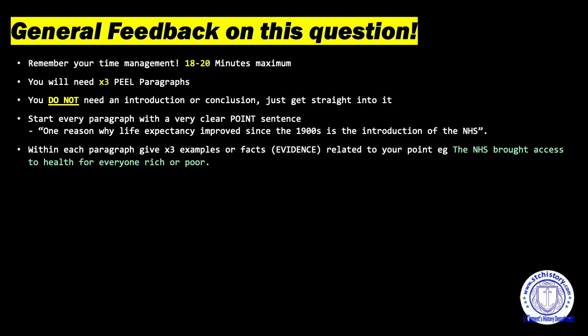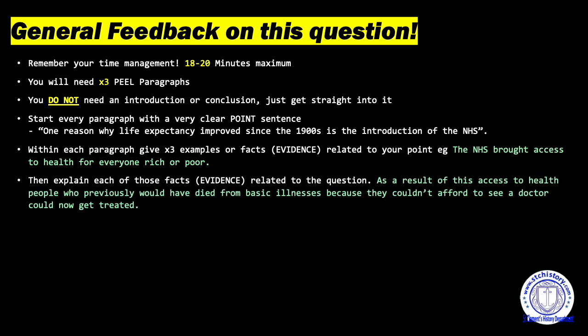All right, so then we follow that up with our evidence, or three facts within a paragraph. Remember, you're just aiming for three. When you've given the example related to that point, we'll then explain why that's helped people live longer. So the example in this case is the NHS brought access to health for everyone, rich and poor. That's one of my three examples, that access to healthcare was now for everybody. I could give another example in a minute about before the NHS, only the rich could have healthcare. As long as you say the example and then how that's helped you explain.